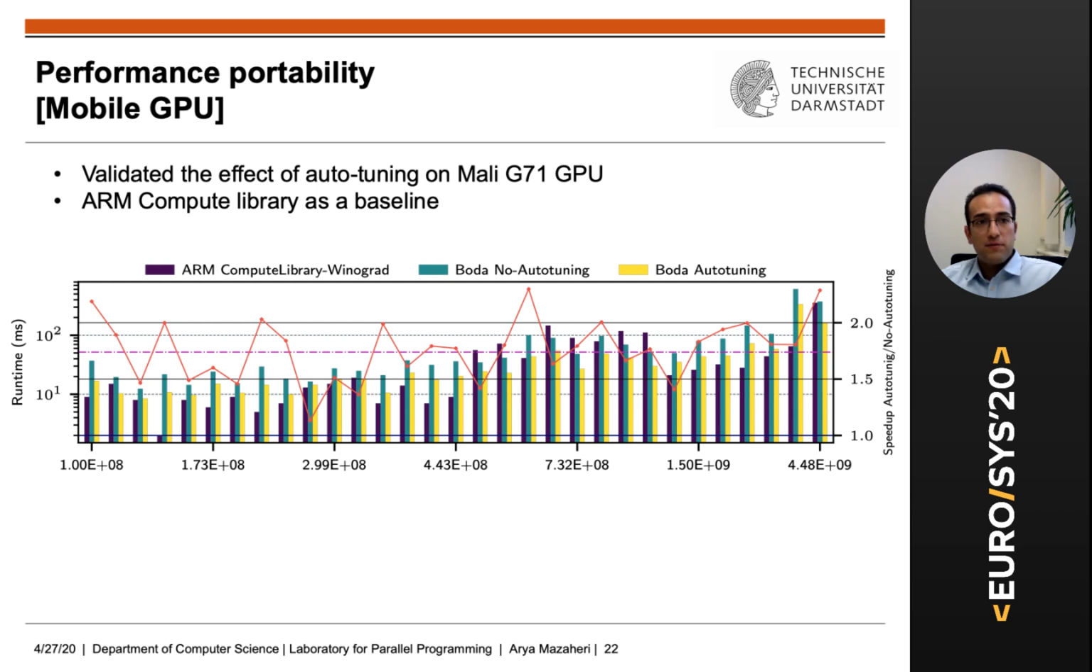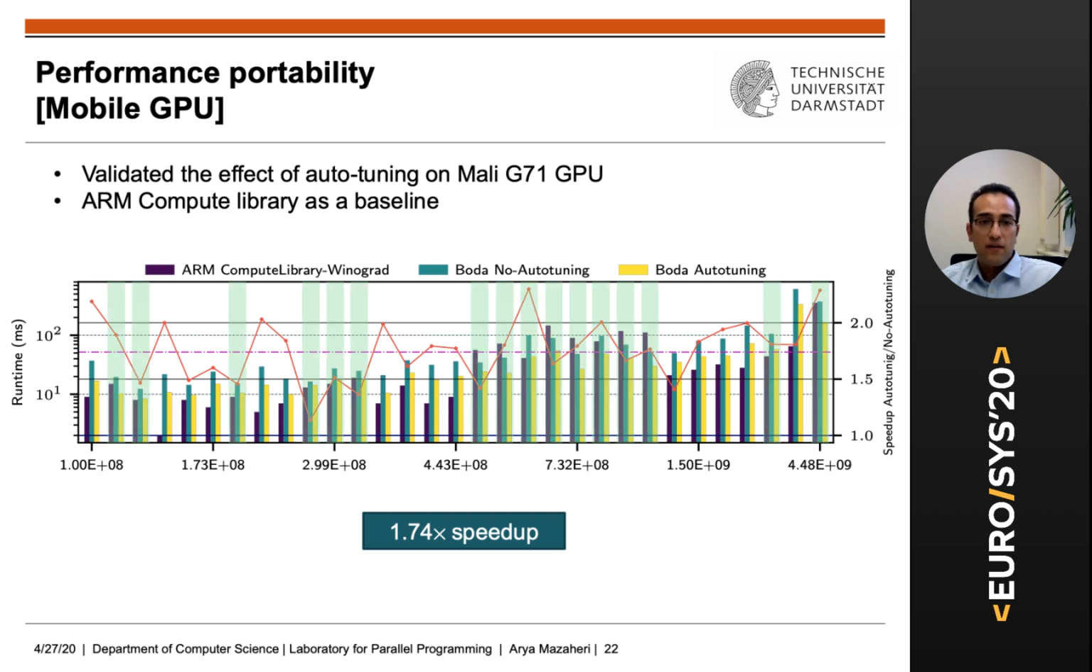So we analyzed the performance portability on mobile GPUs as well. This platform, which is a Mali G71 GPU, is entirely different from the previous two GPUs and usually requires an enormous amount of effort to achieve reasonable performance. So here we show the results of using the autotuner to select the right Winograd implementation and tuning parameters. When autotuning is enabled, we can achieve a considerable speedup on average by a factor of 1.7. Autotuning enabled us to find more efficient implementations and even surpass the performance of the ARM Compute Library for several convolution operations, as you can see on the diagram.